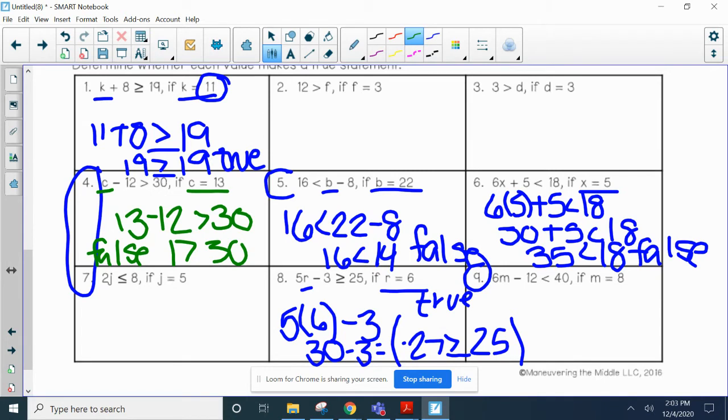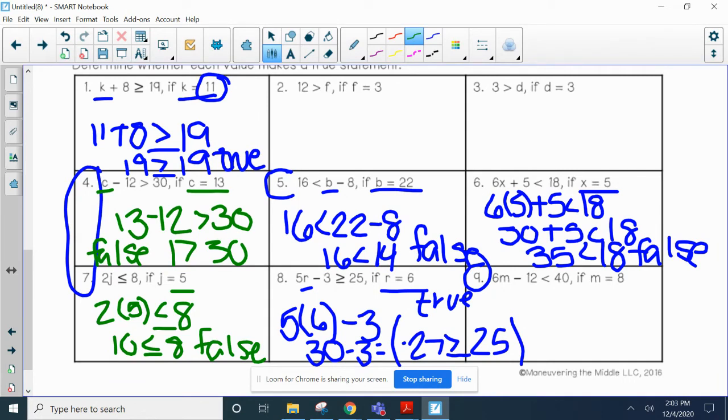All right, how about 7? I have 2 times j is less than or equal to 8. Well, j is 5, so 2 times 5 is less than or equal to 8. Well, what's 2 times 5? 10. Is 10 less than 8? No. Is 10 equal to 8? No. So this is also false.